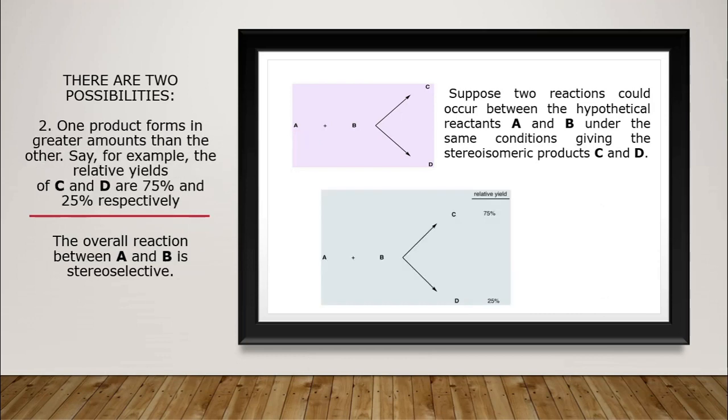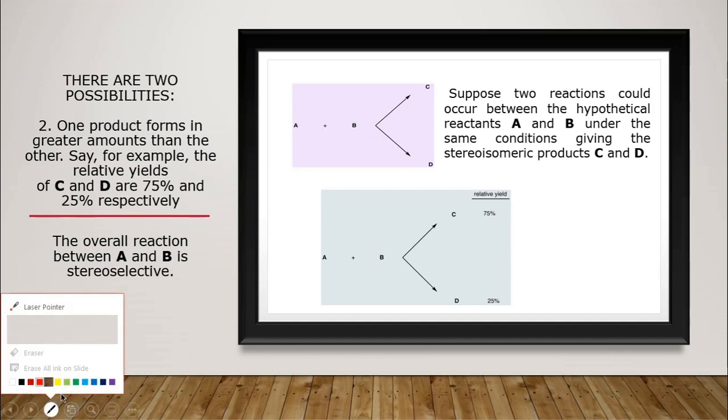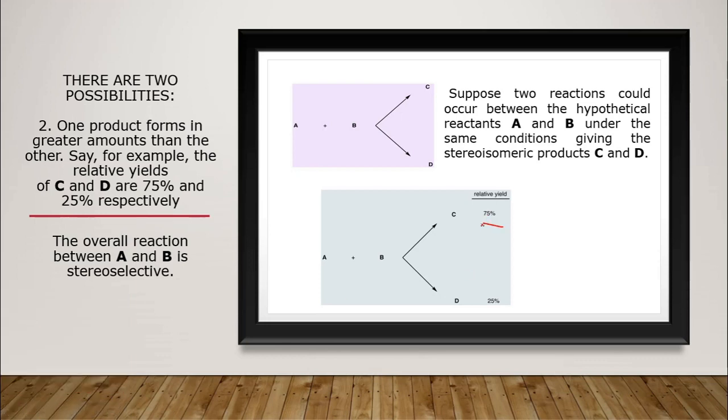Let us take our next possibility. Suppose two reactions could occur between the hypothetical reactants A and B under the same conditions, giving stereoisomeric products C and D, where the relative yields are 75% and 25%. The overall reaction between A and B is said to be stereoselective because the reaction pathway has decided which one of these isomeric products should be formed in greater yield.